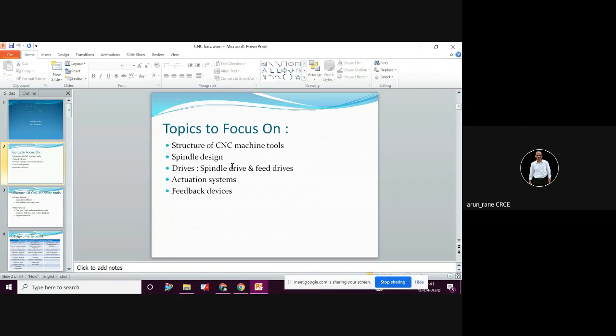So how to drive those axes? Then the actuation system is right from the electrical signal, or the pulse you give, to the table movement. So what kind of actuation system are you going to use? Whether you are going to use hydraulic cylinder and piston, or pneumatic cylinder and piston, or ball screw or lead screw.